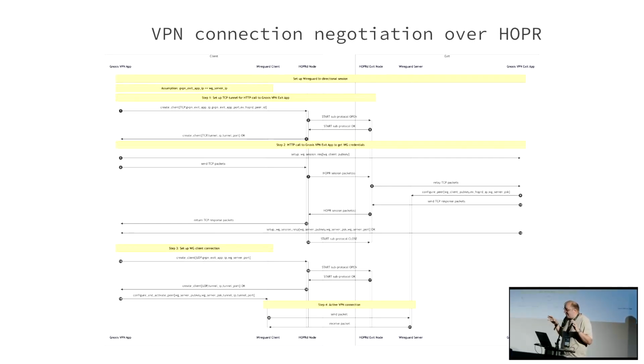So we also want to hide exactly that bring up. This is a protocol, the connection bring up protocol, which is running entirely over the HOPR network already. So it's hidden away, just as the VPN connection itself, from prying eyes and adversaries who want to look at what you are doing.